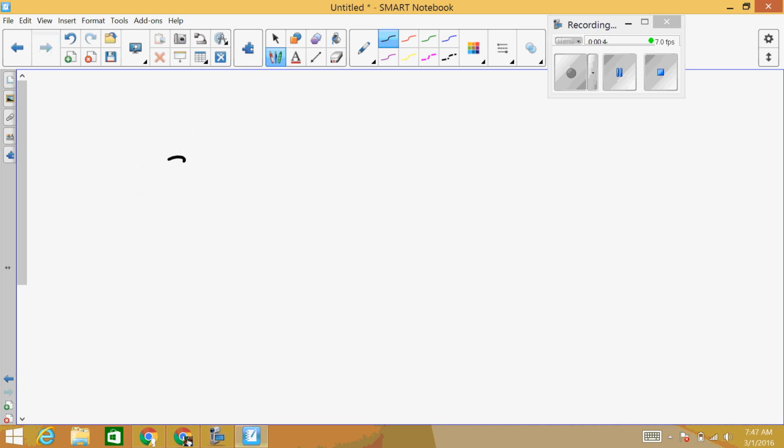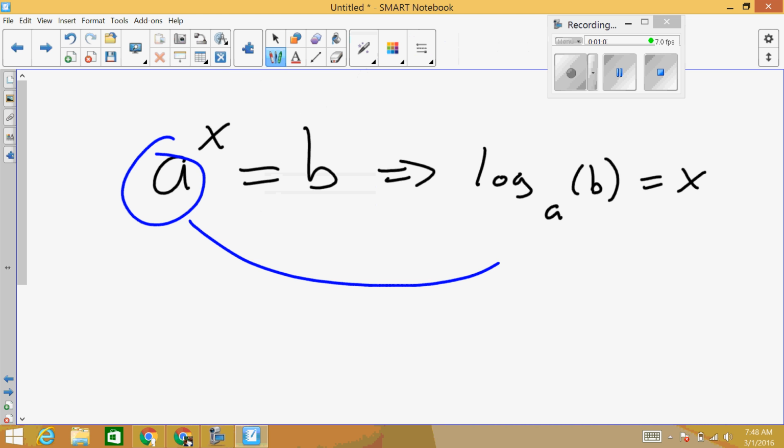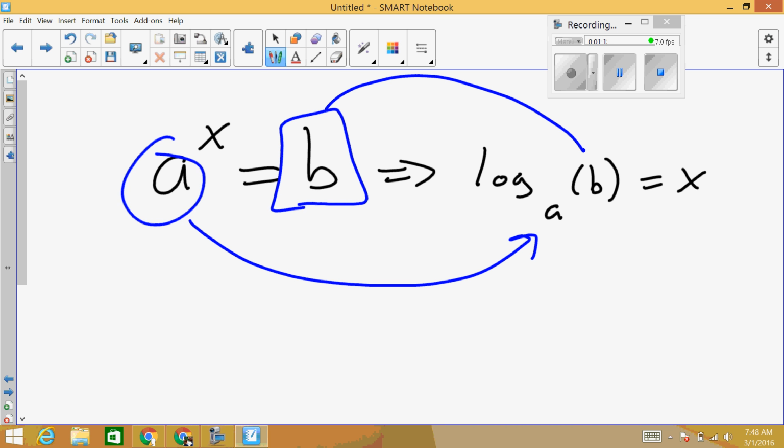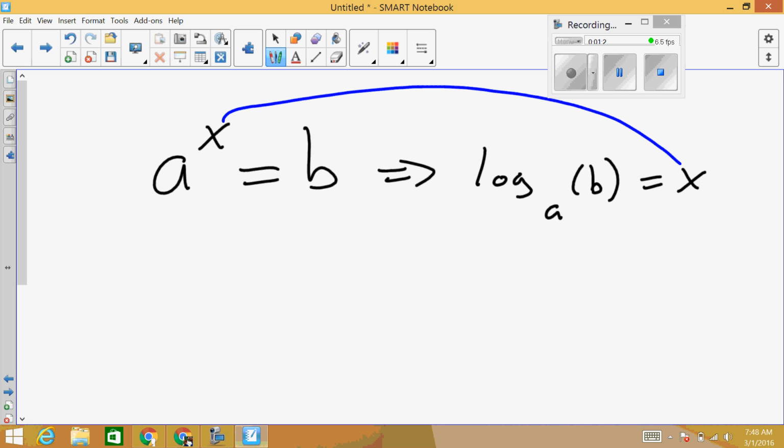So if I say that I've got a to the x equals b, we're going to make it general. a to the x equals b. Then the logarithm, rewriting it in logarithmic form, would be log base a of b equals x. So looking at where those pieces go, my base of my exponential is my base of my logarithm. The result of my exponential goes into my logarithmic function, and the exponent of my exponential is the result of my logarithm. So logarithms are used to find those exponentials.